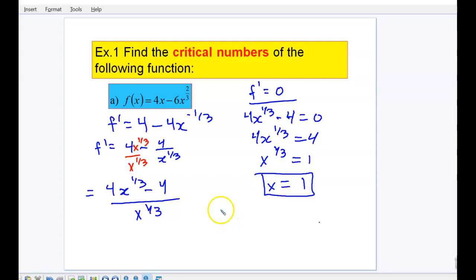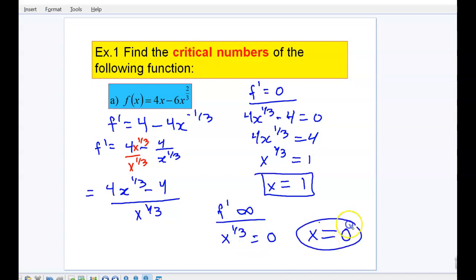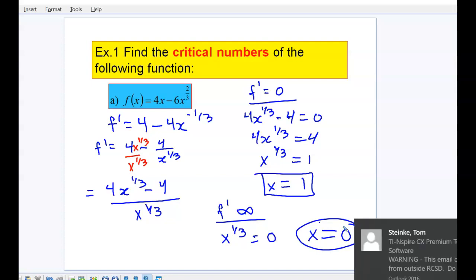To figure out what makes the derivative undefined, I look at what makes the denominator 0. If I set x to the 1/3 equal to 0, that only happens when x is 0. So those are my two critical numbers, and those will be the only two places where I could have a relative max or a relative min. Now, one thing you must keep in mind is that every critical number is not necessarily a max or a min, but every relative max has to occur at a critical number.